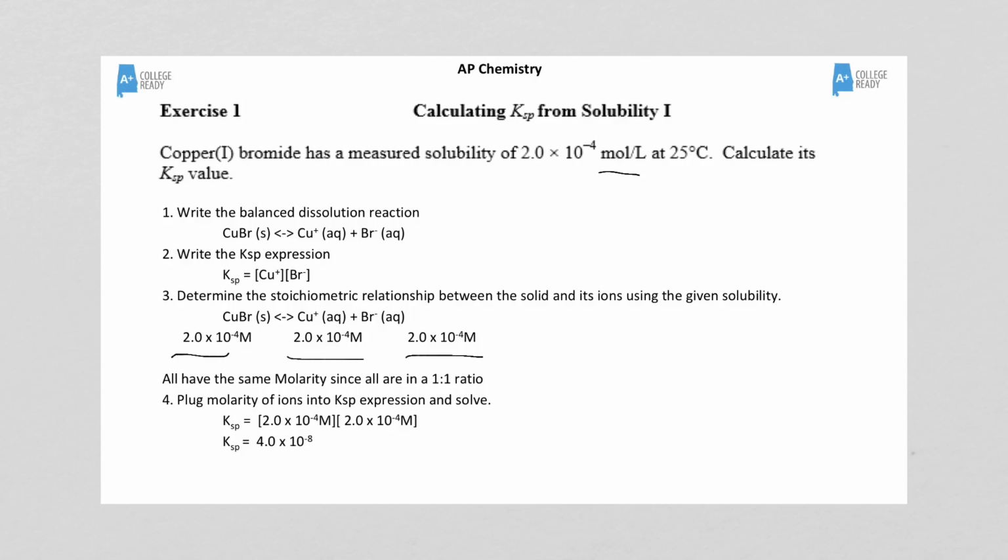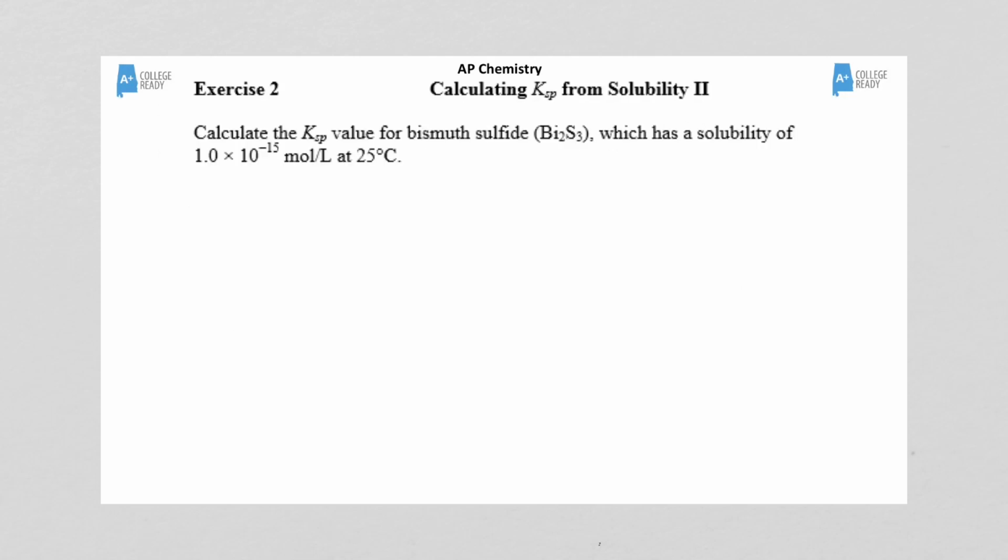Okay? So if the question is calculate Ksp, all I need to do is plug into my Ksp expression. So notice I took those two numbers, all I need are the ion concentrations, multiplied them together, which is just squaring them, and I have my answer. You could do that math without a calculator. Okay, so now I've got a little bit more complicated one that I wanted you to try.